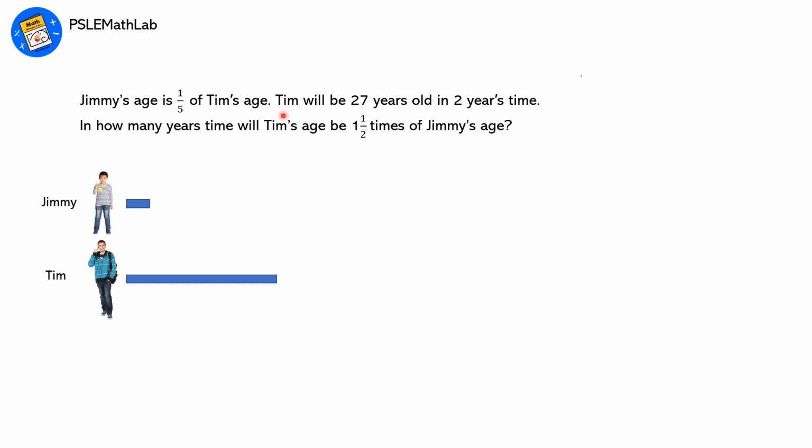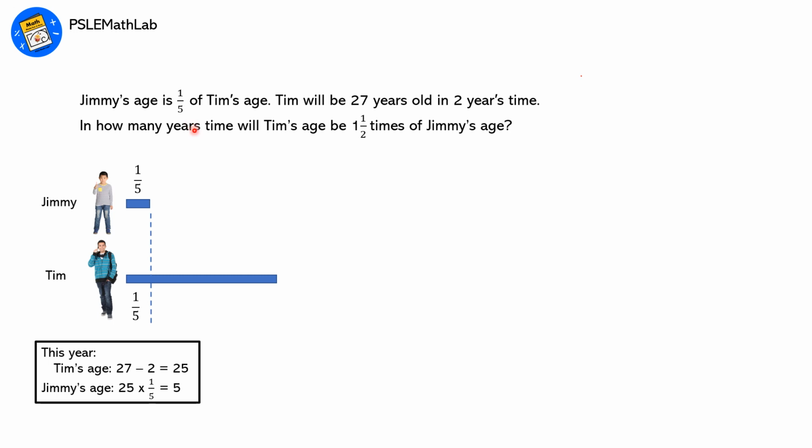So given the condition, Tim will be 27 years old in 2 years' time. Tim's age this year is 27 minus 2, which is 25 years. And Jimmy's age is 1/5 of Tim's age. So we can use 25 times 1 over 5, which is 5 years old. So this year, Tim is 25 years old and Jimmy is 5 years old.